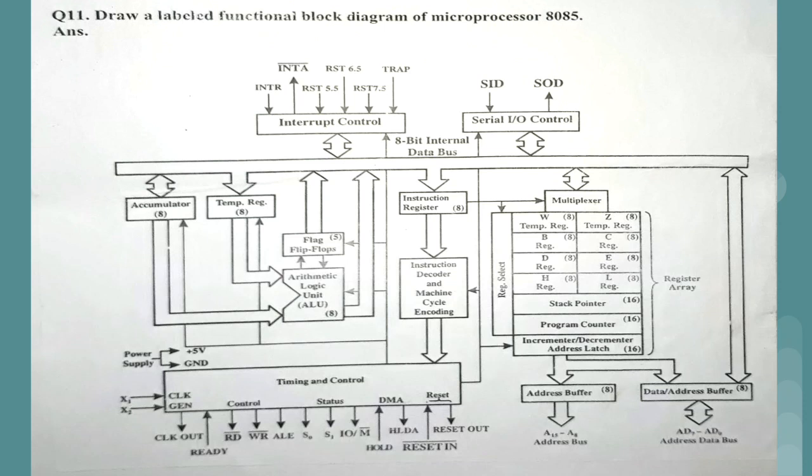Even the registers are connected in two directions, and the others are one directional, that is from the instruction register the data will be sent to the instruction decoder, and then it is connected to the timing and control signals. So this is only a one-way connection. Like that you should remember the connections. So this is the diagram, that is the functional block diagram of the microprocessor.